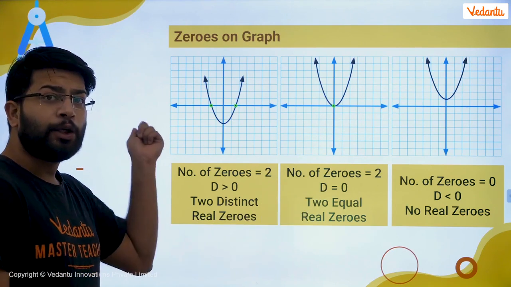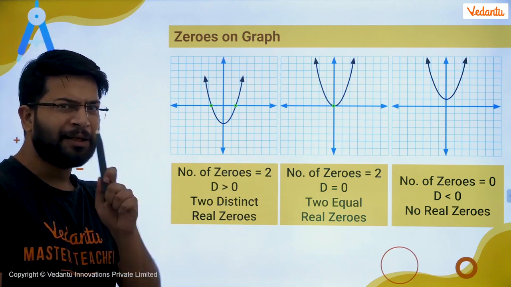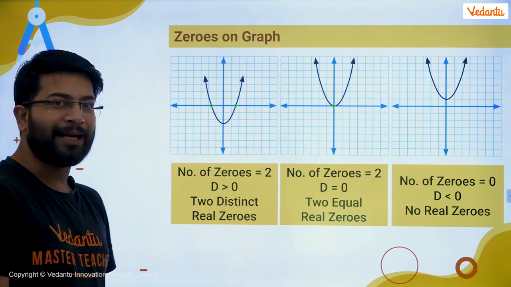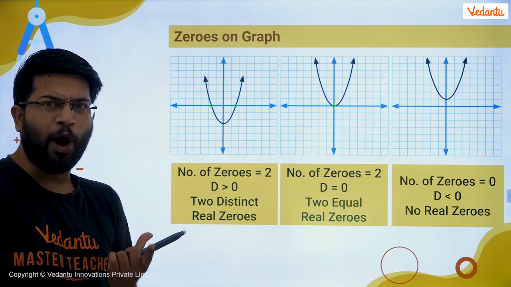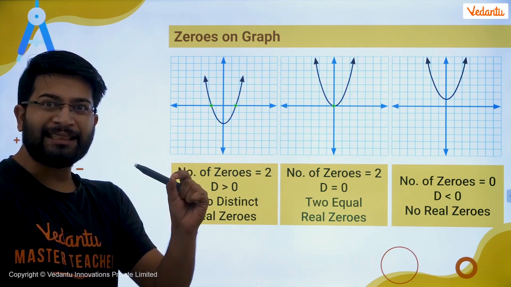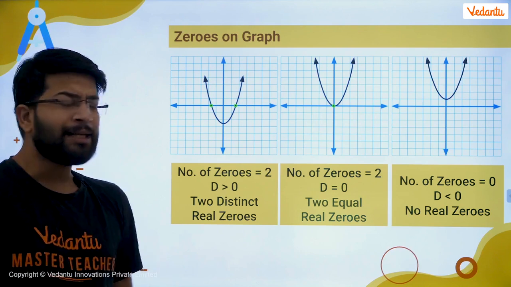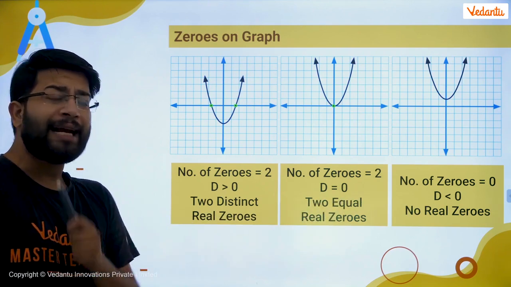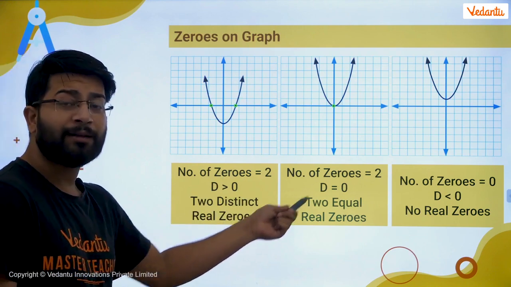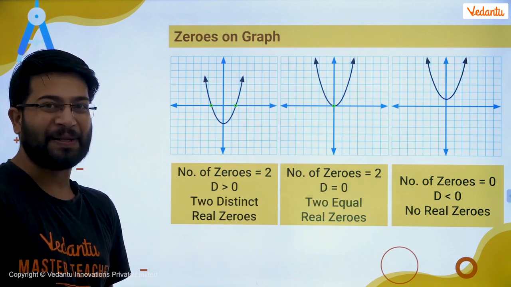In this one, 2 different points of intersection. The roots are real and distinct. Whereas if there is no intersection at all between the x-axis and the curve, that means there are no real zeros at all. And by this, we can compare the discriminant of the quadratic also.